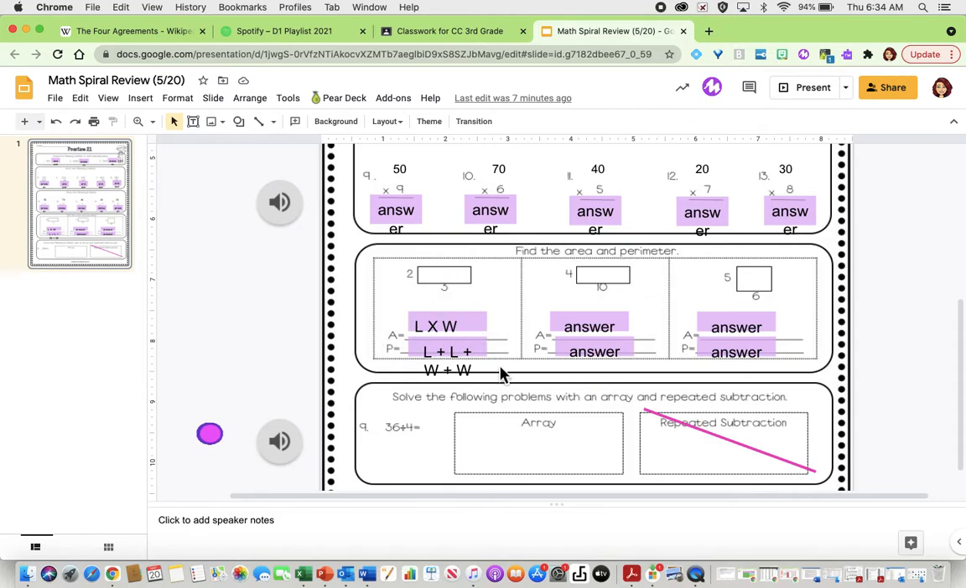Then finally, our last problem, you are going to create an array that shows how many groups of 4 you will need in order to get to 36, okay? So then again, keep that in mind while you are solving that problem.